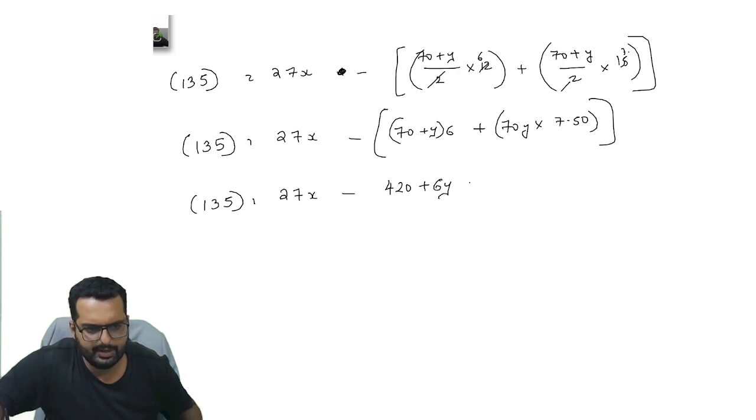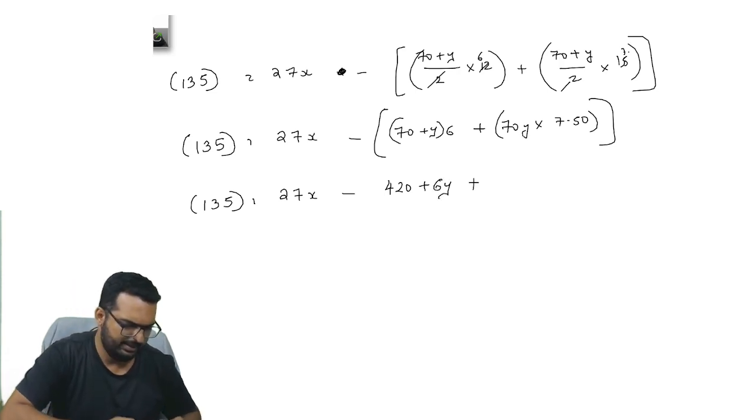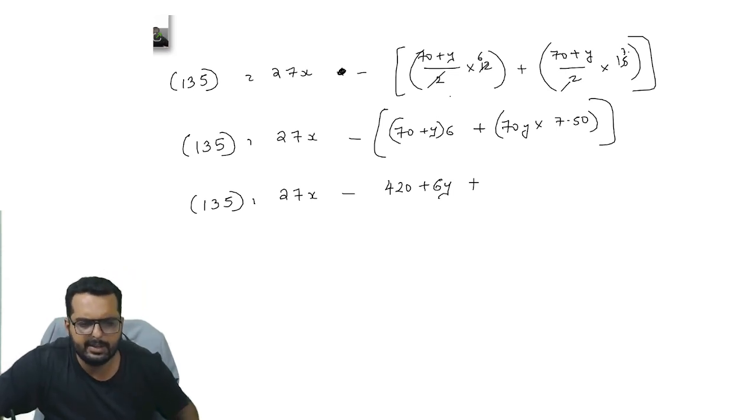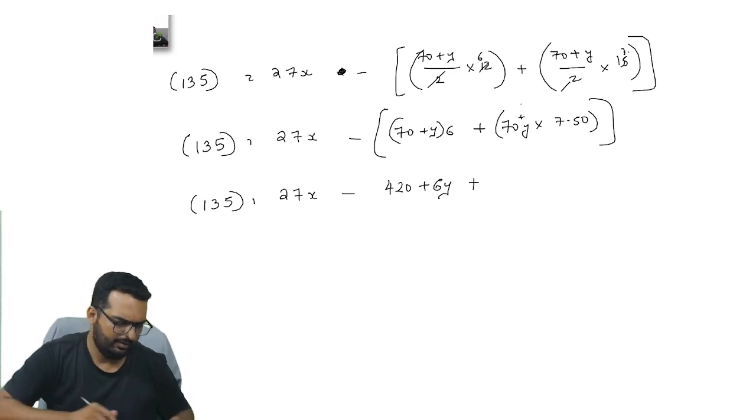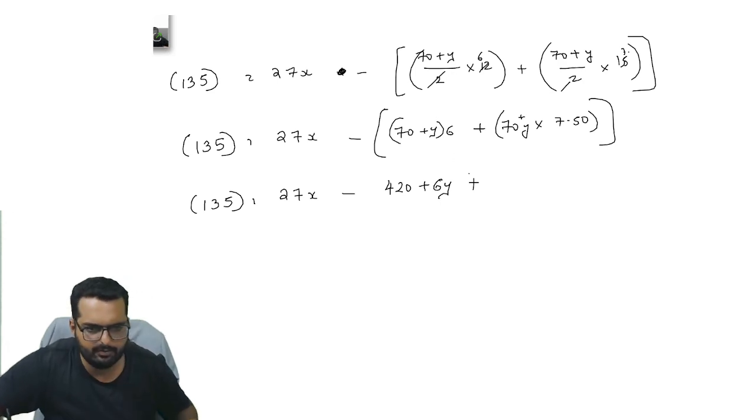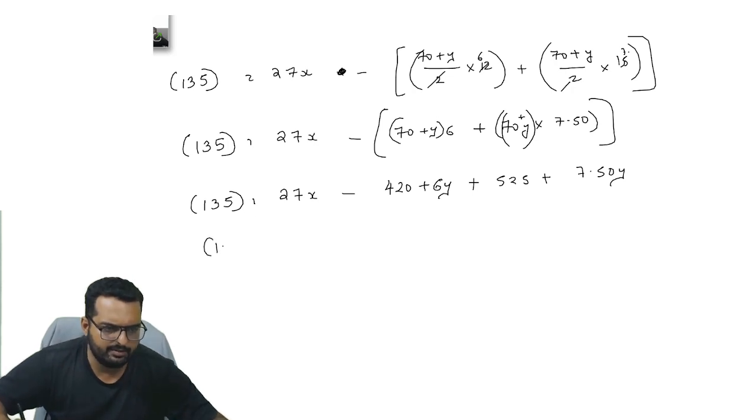420 plus 6y plus, how much is 70 into... will be 70 plus y, correct? So 70 into 7.5 will be 525 plus 7.50y. Let's see whether we can find the equation this way, friends.